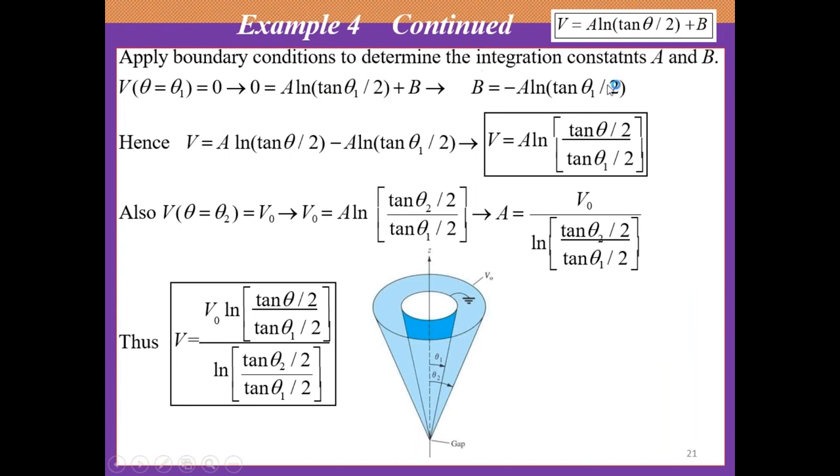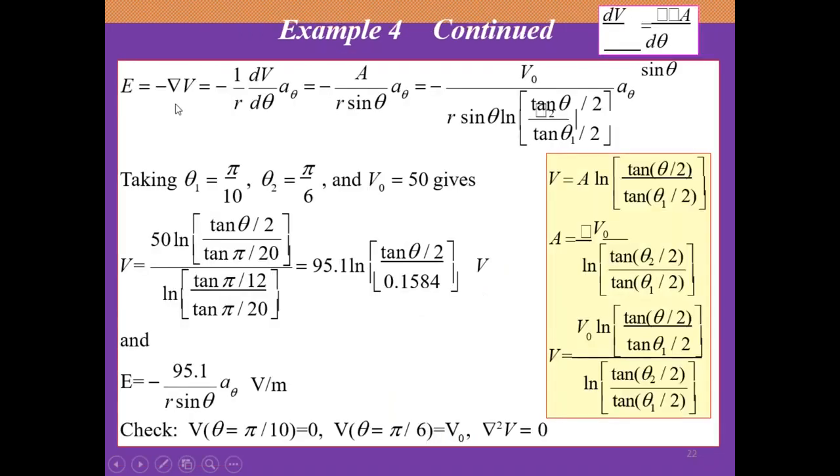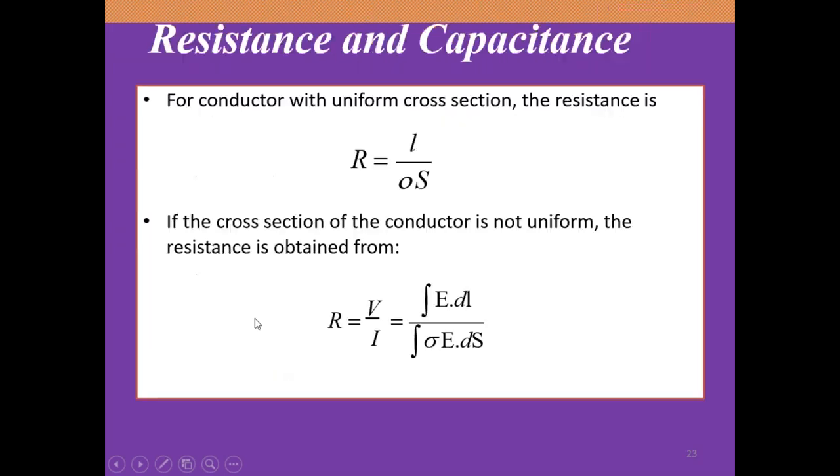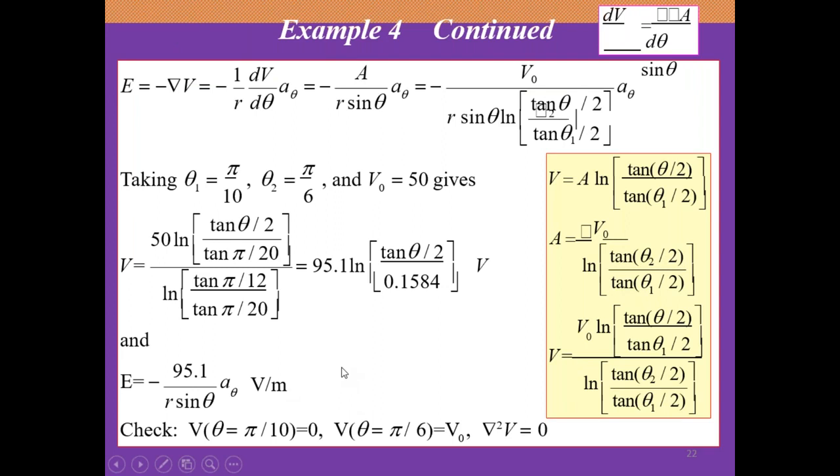Applying boundary conditions to determine the integration constants, we have this. Taking theta 1 equals pi over 10, theta 2 equals pi over 6, and the voltage equals 50, when we input these values into the formula, we are able to have this. And going further, we divide by r sine theta multiplied by the unit vector theta, in volts per meter, then we have this as our answer here.